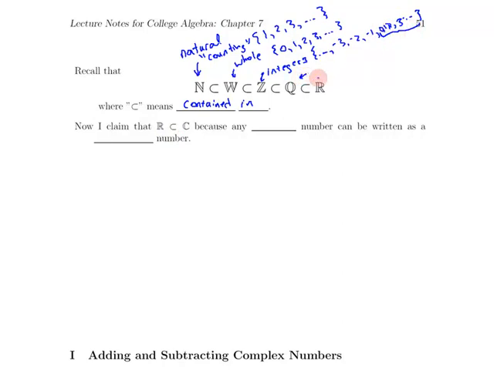When you get to the next set, Q, is what we call rational numbers. Those are p over q. Those are fractions, where p and q are integers. Okay?